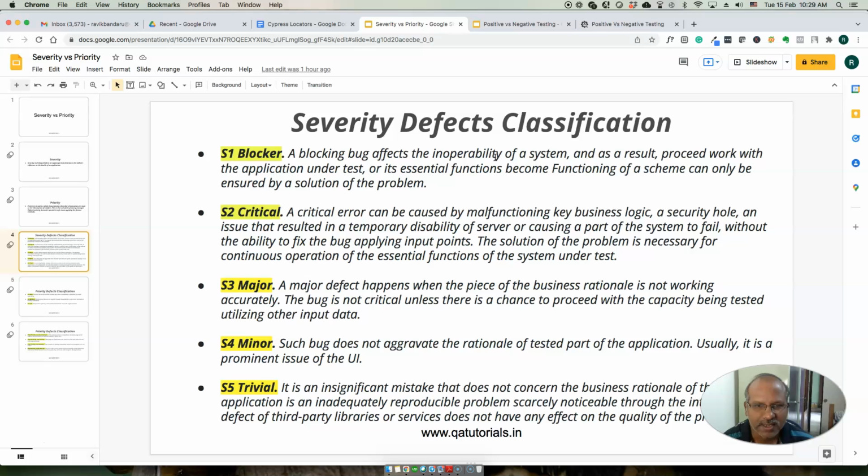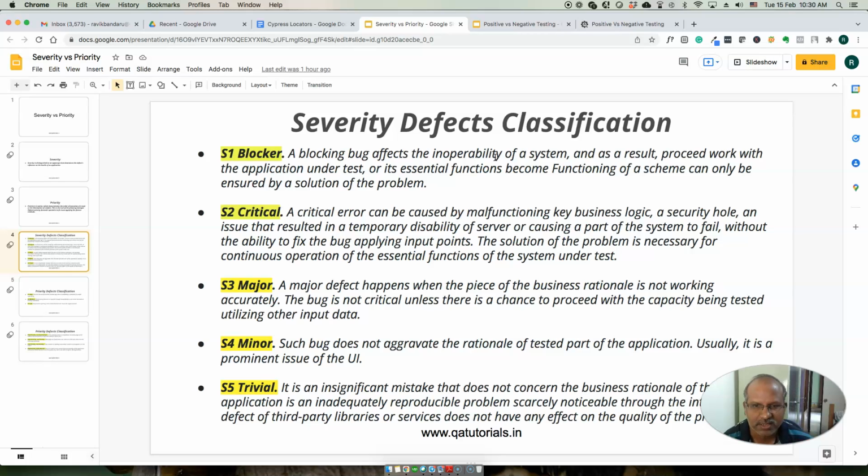And critical can be caused by malfunction of key business logic. If there are multiple modules in the application, there can be an important defect in one of the modules, so that you may not be able to test that module because of this critical defect. You cannot test key business logic. Like a security hole, or an issue that resulted in temporary visibility of a server, causing a part of the system to fail. You cannot test that functionality because of this defect. The fix for this issue is necessary to continue operation of the essential functions of the system under test.